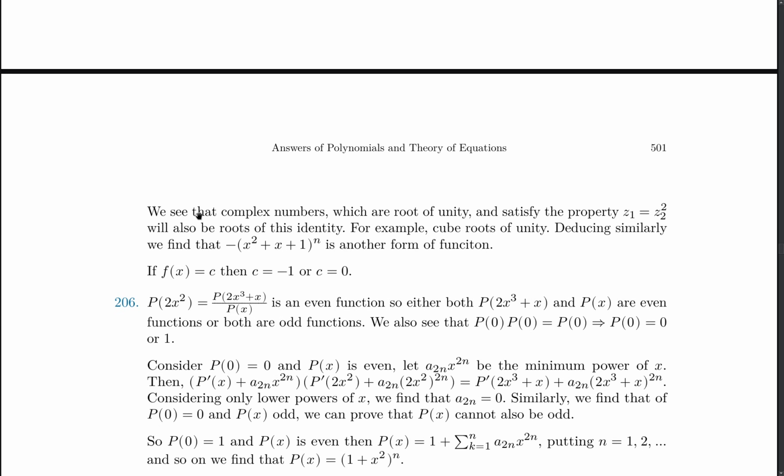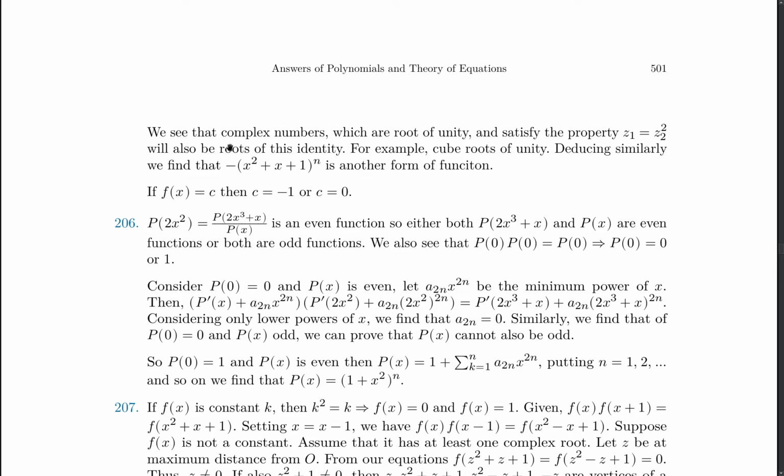Now we see that complex numbers which are roots of unity and satisfy the property z1 is equal to z2 squared will also be roots of this identity. For example, cube roots of unity. Deducing similarly, we find that -(x^2 + x + 1)^n is another form of the function. If f(x) is equal to c, then c is equal to -1 or c is equal to 0 will also satisfy this.